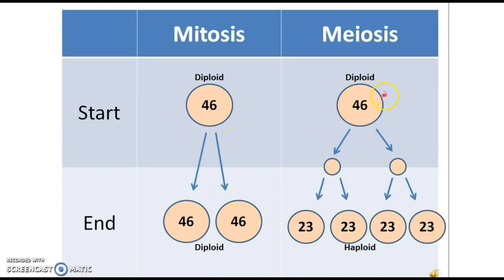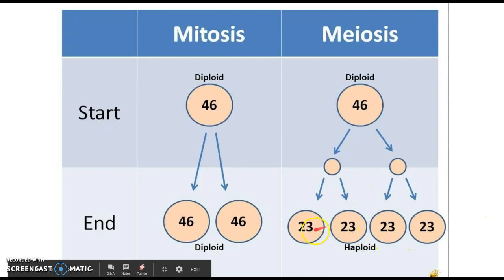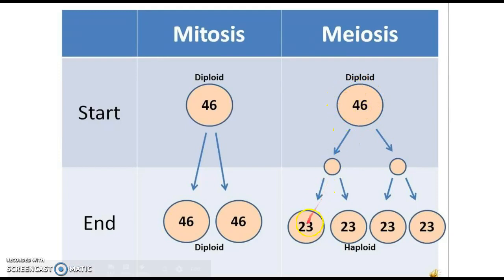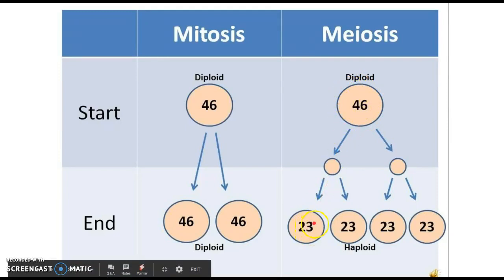In meiosis, it's a little different. We divide twice, as you can see right here. We divide once to get these 2, and then we divide again to get these 4. All 4 of these are completely different, but notice here we start with 46 and we end up with 23 at the end. These are sperm and egg cells. They are called gametes.